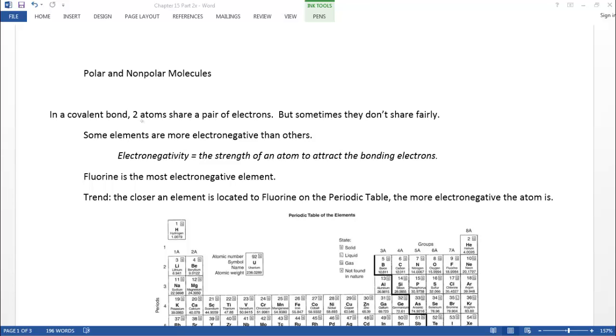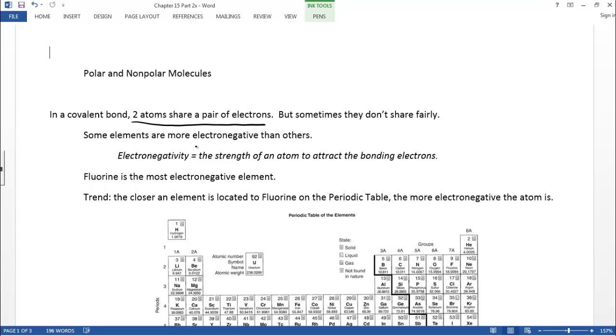Hey, let's talk about polar and nonpolar molecules. In order to understand polarity, we need to begin with a covalent bond. And we said before that a covalent bond occurs when two atoms share a pair of electrons. But it turns out those atoms don't always share those electrons fairly between the two.